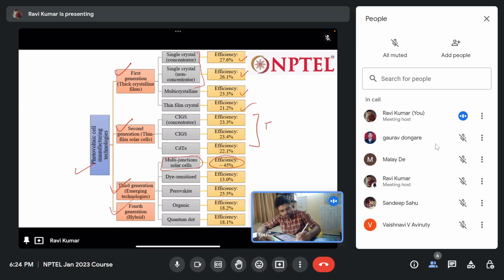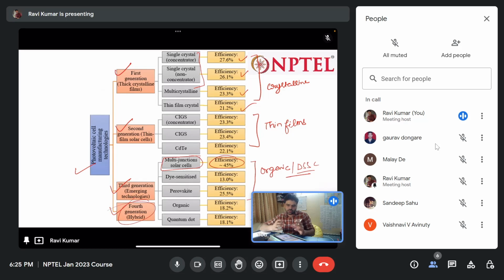These are the thin films, and these are the crystalline, and these are, we can say, organic or DSSC. There are so many dye sensitized, and this is the upcoming technology, hybrid. Means they will combine one or two generation. So same thing, we will see advantages and disadvantages from each generation.